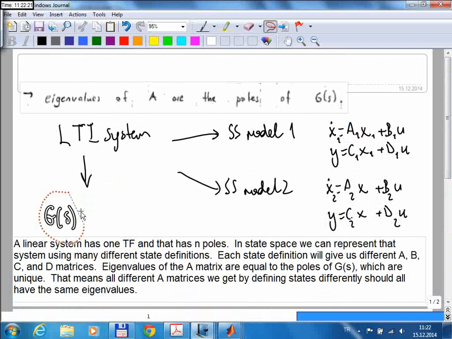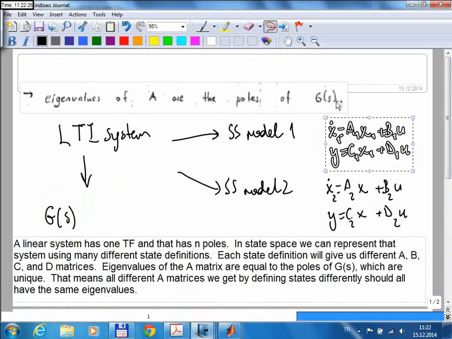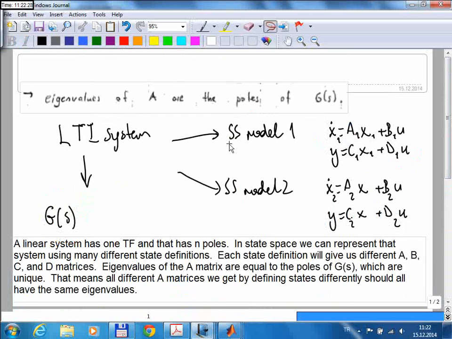So the poles are here somewhere, and it doesn't matter how we define states. Even if we choose different state models, we get different matrices, but all these matrices share the same eigenvalues, and these are very important quantities about the system.